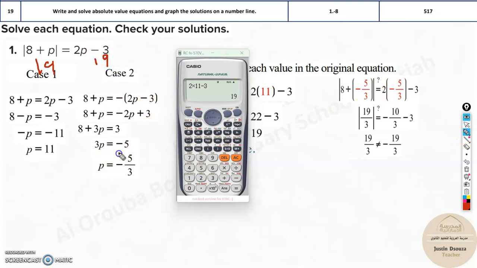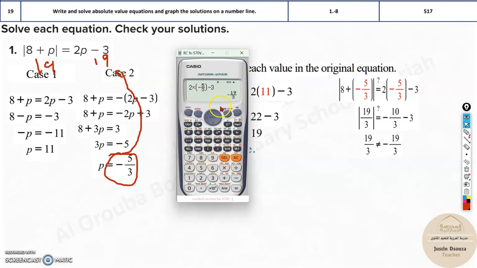Okay, now you must do the same thing with this p-value. We did it with 11, right? Now you must do it with the other p-value. Let me just change this first over here to minus 5 by 3. So bracket minus 5 divided by 3, and close the bracket appropriately, and minus 3.